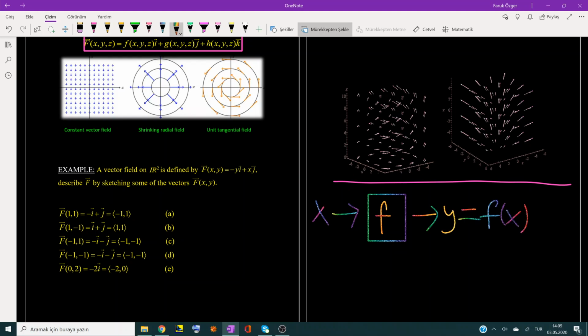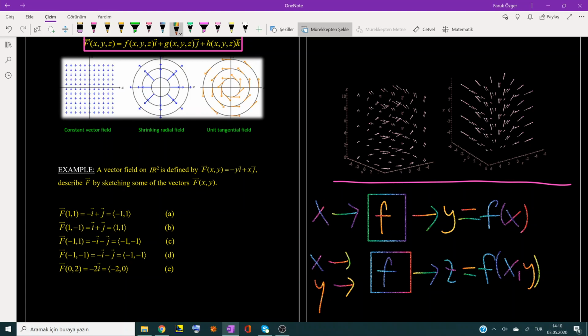If you are in 2-dimensional space, it means that your function has 2 inputs instead of one input, x and y, and still has one output. z is equal to f of x, y. It is the idea of the function of 2 variables.